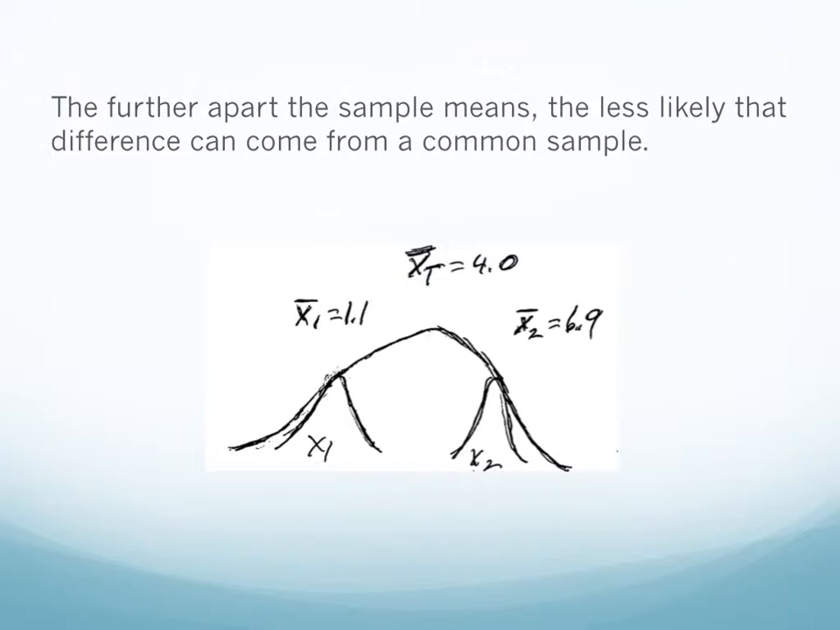So if we had 2 samples with means of 1.1 and 6.9, that would still have a common population with a mean of 4.0. But now the 2 sample means would be further apart, so it would be less likely to conclude that they came from a common population, because the t observed in this case would be higher.